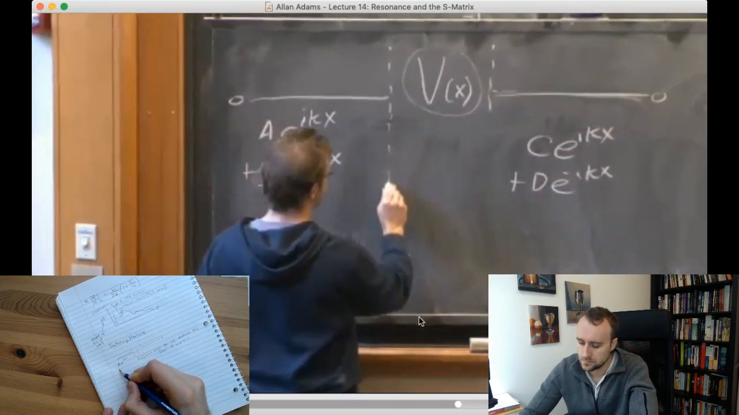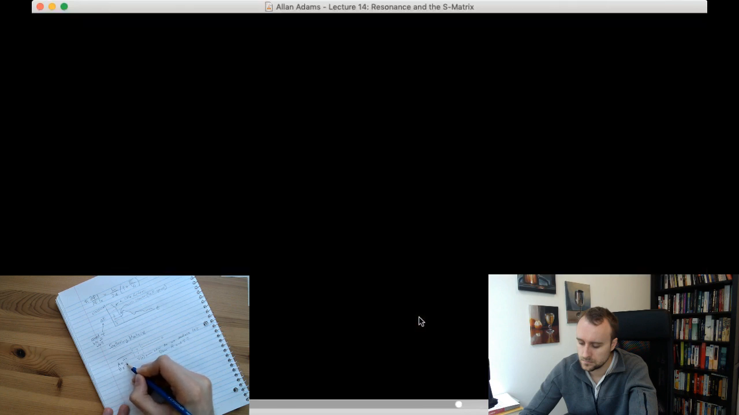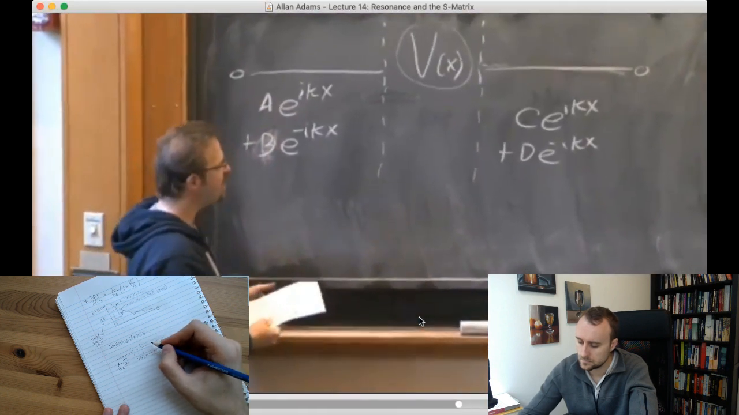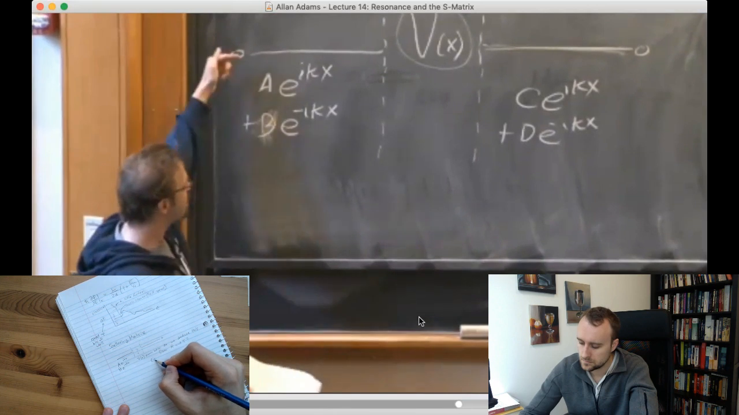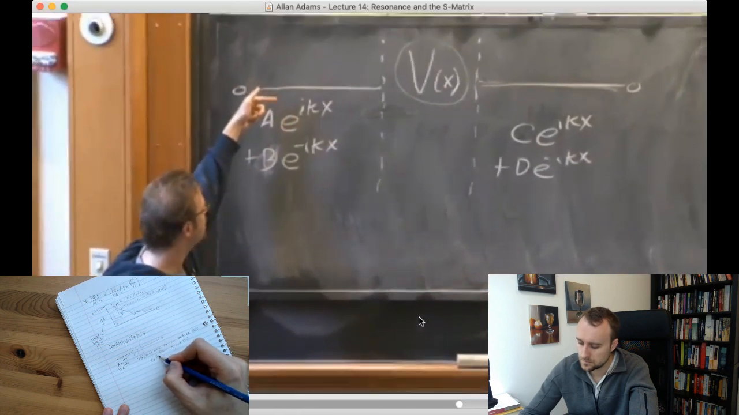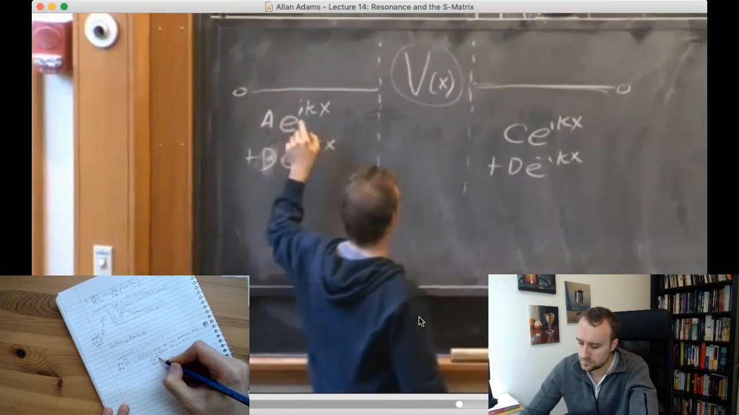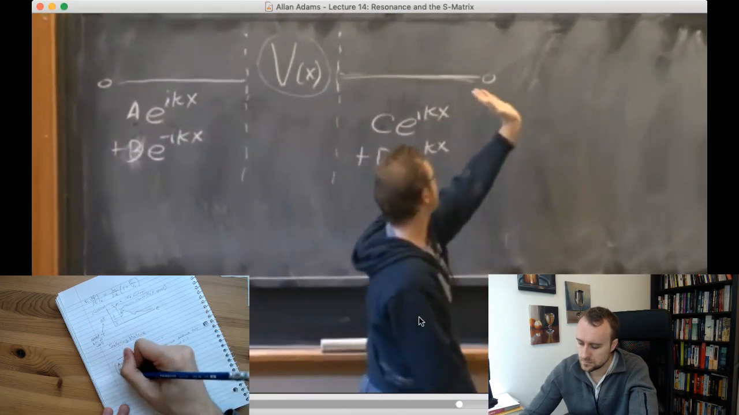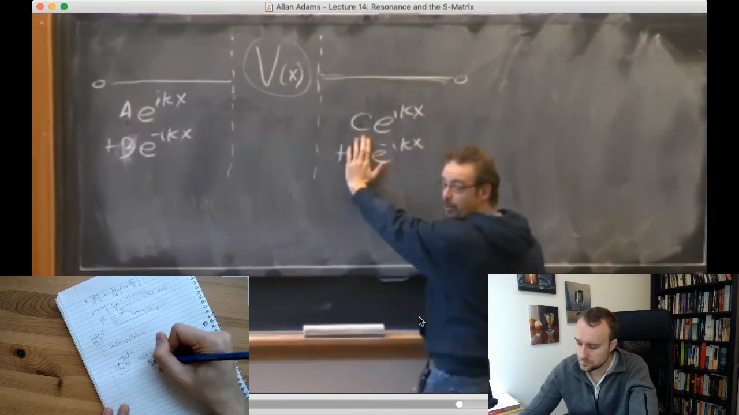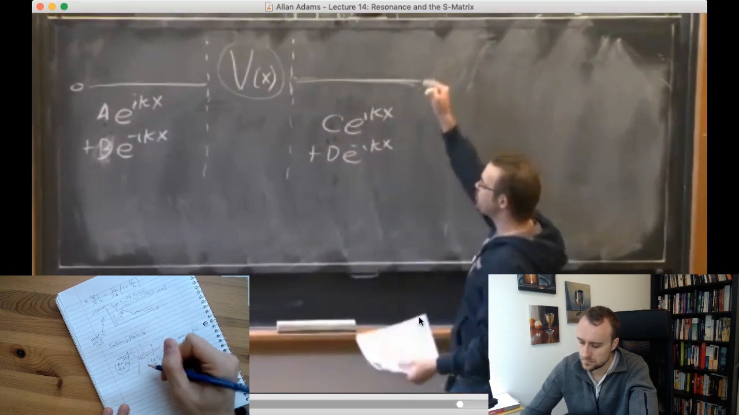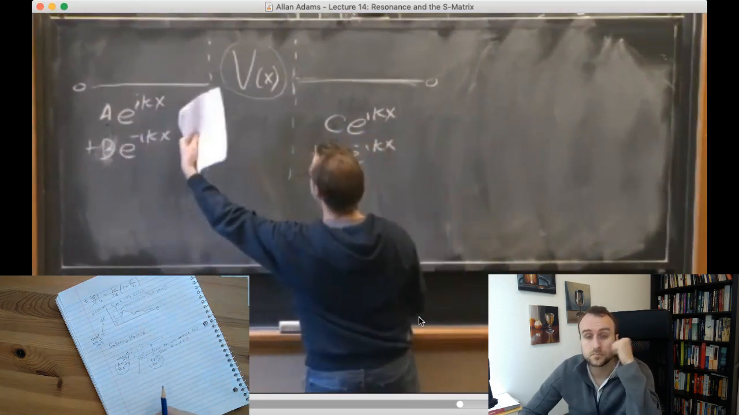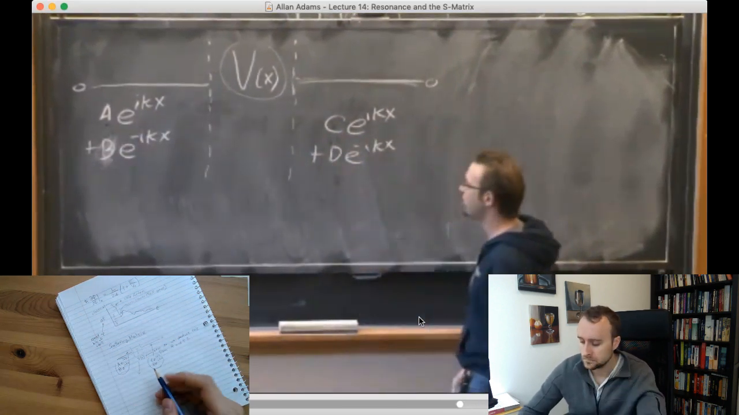And I'm not going to ask what happens inside. Now we can discuss 2 kinds of scattering experiments. We can send things in from the left, in which case A is non-zero, and then things can either transmit or reflect, but nothing's going to come in from infinity, so D is 0. Or we can do the same in reverse, send things in from here, and that corresponds to A is 0, nothing coming in this way, but D non-zero.